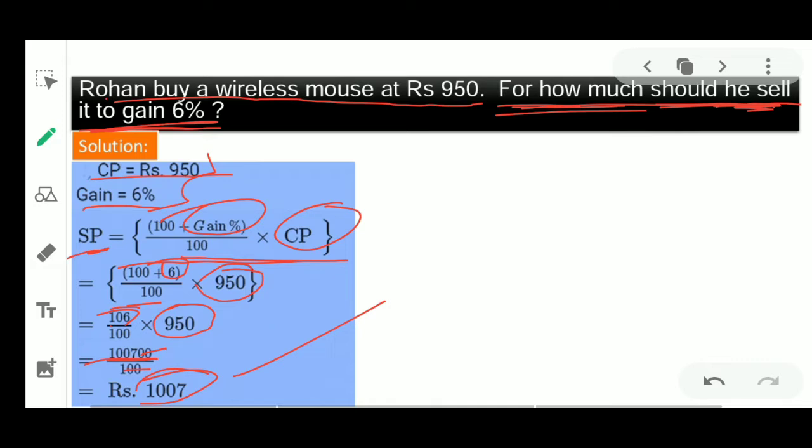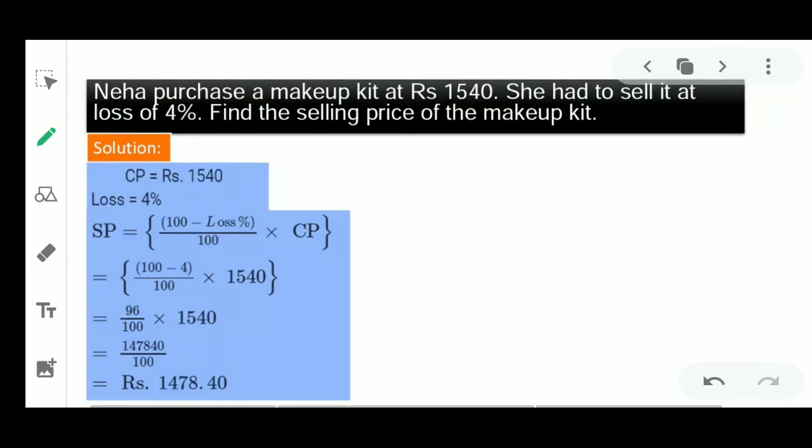Clear? So the next example is Neha purchased a makeup kit at rupees 1540. She had to sell it at a loss of 4%. The question is, find the selling price of the makeup kit. So first write the given data, that is cost price of makeup kit is 1540 rupees, loss equal to 4%. As you can see, you have to find out the selling price of the makeup kit.